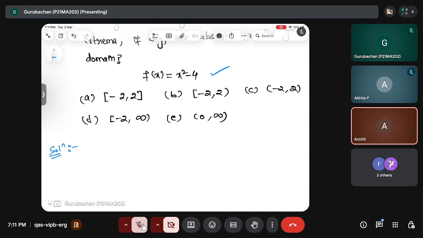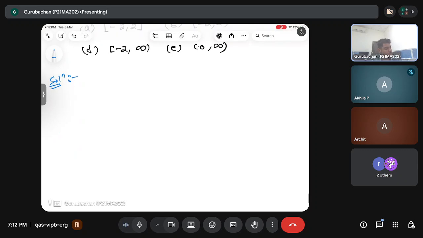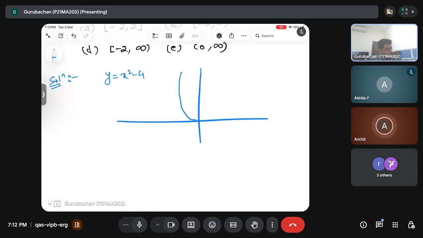Sir, in the first case, sir, at -2 and 2, local maxima and absolute maxima will be attained, and at 0, local minima and absolute minima will be attained. Okay. So how did you approach this one? Sir, from the graph. The easiest way is to approach with the graph. Here it is a graph of x square minus 4. What is the graph of x square? You know that? Yes, sir. Like this.